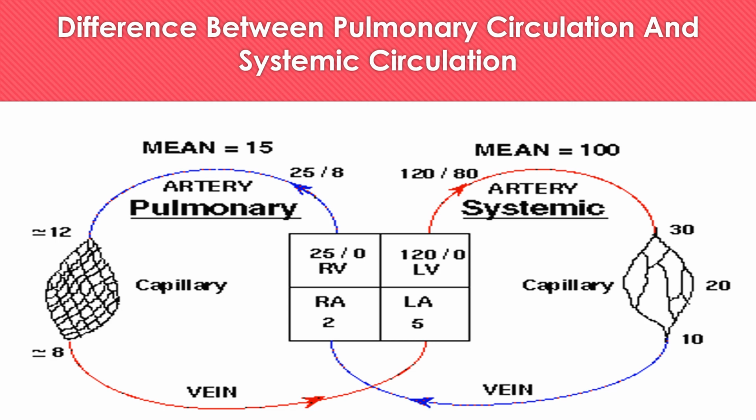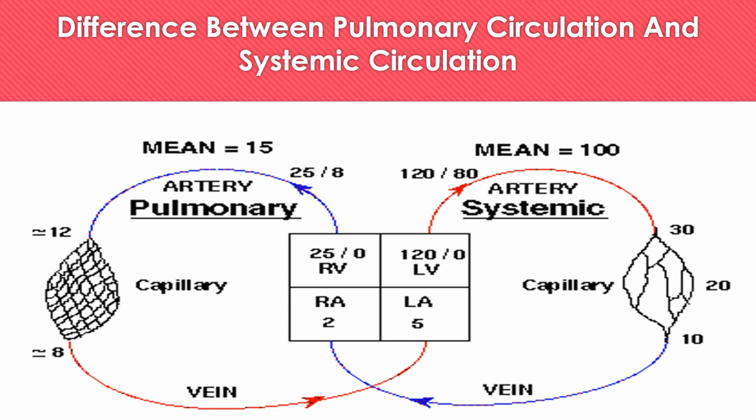Let us discuss the difference between the pulmonary circulation and the systemic circulation. So you can see that so far we have discussed that pulmonary circulation has thin walls and very few smooth muscles in the vessels, whereas systemic circulation has thicker walls and abundant smooth muscles in their vessels.